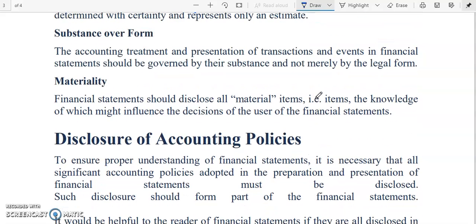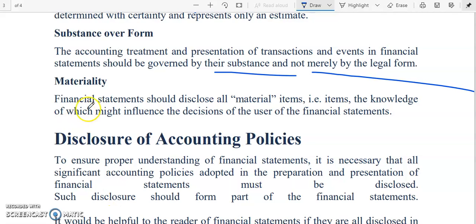The accounting policy and presentation of a financial statement should be governed by substance and not merely by legal form. So for example, a person has made an agreement to sell a property on 21st March 2020, and he has given possession of the property. He has also received the money for the property, that is all the consideration for the sale.